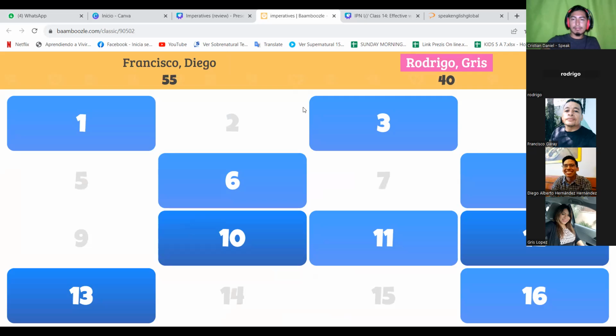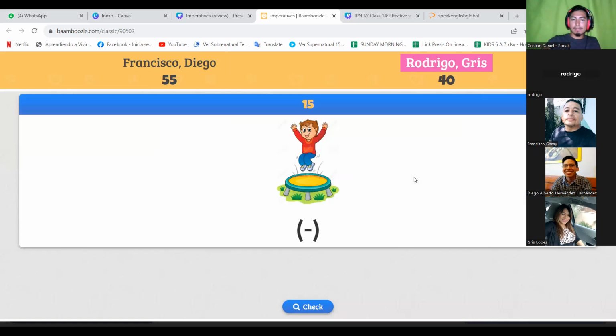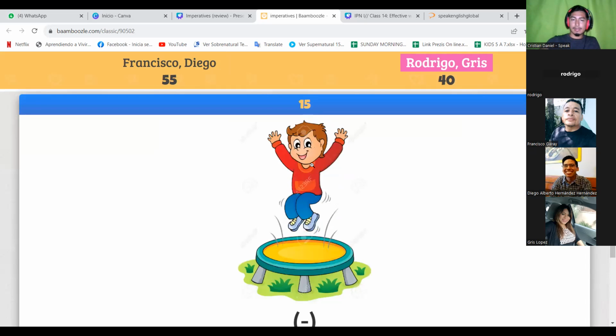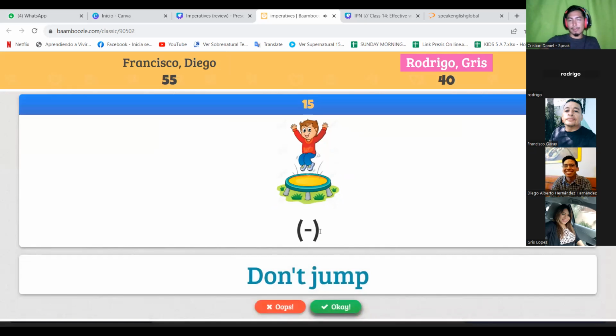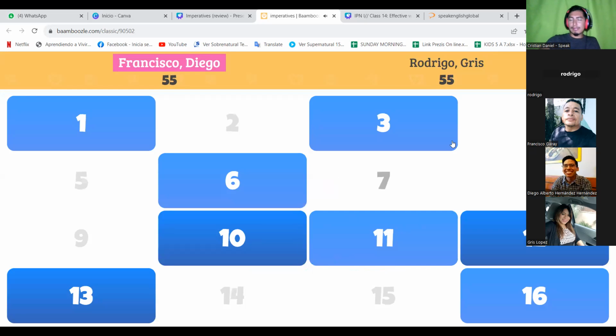Number 8. Number 8, let's see. Okay, look at this, it's in negative. Don't jump. Don't jump, let's see. Jump. Of course, okay, very simple, and it was nice. Okay, let's go to round number 3.